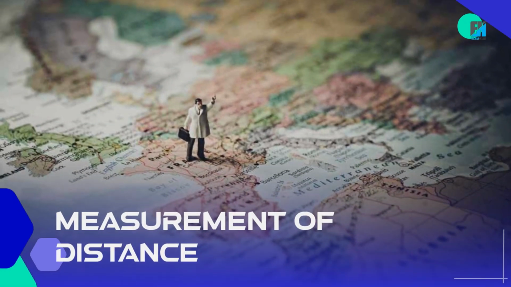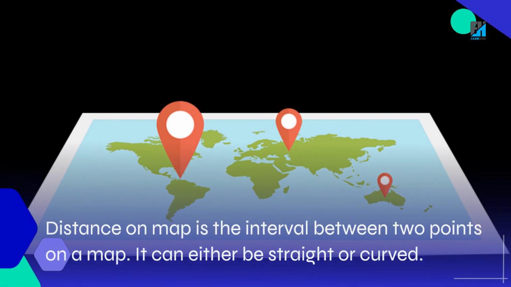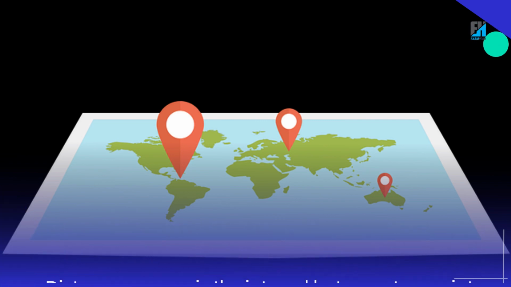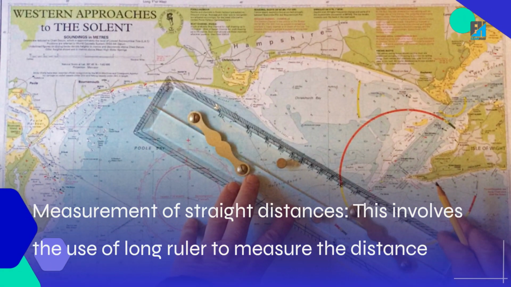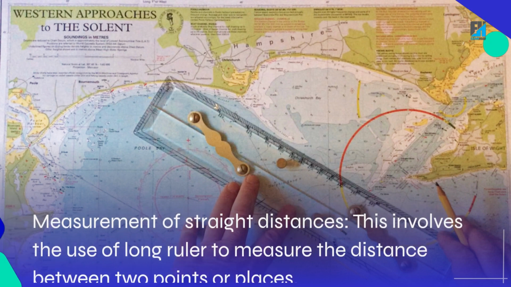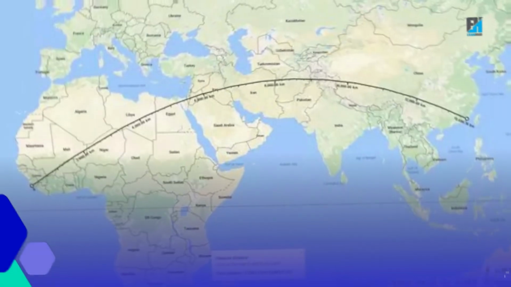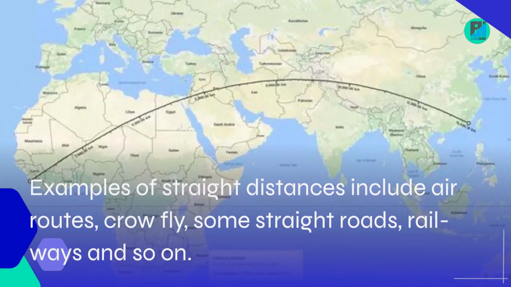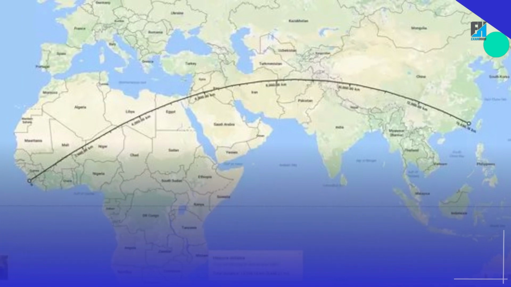Measurement of distance. Distance on map is the interval between 2 points on a map. It can either be straight or curved. Measurement of straight distances. This involves the use of a long ruler to measure the distance between 2 points or places. Examples of straight distances include air routes, crow fly, some straight roads, railways and so on.